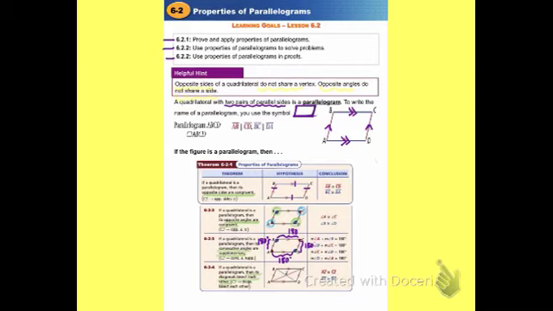And what it's saying is they will bisect each other. So in other words, where they cross right here divides the segments up equally. So those two segments, AZ and CZ, would be congruent, and AZ and DZ would be congruent. And so they bisect each other.